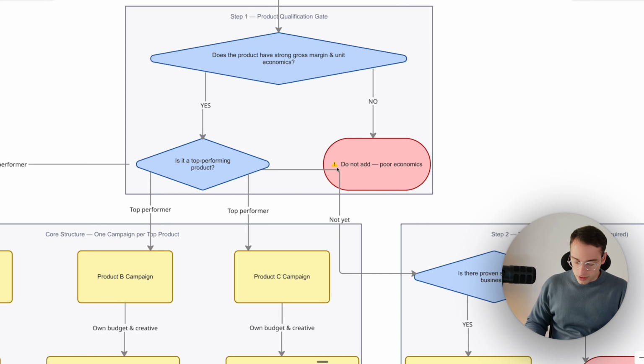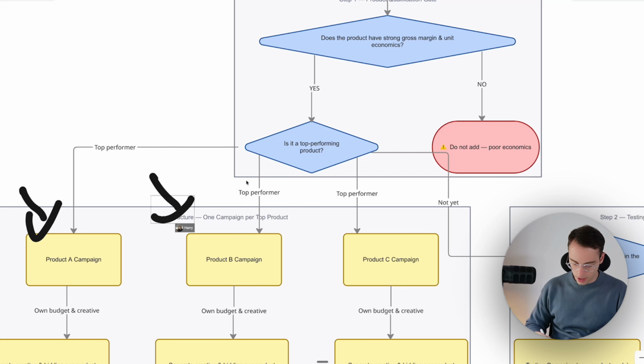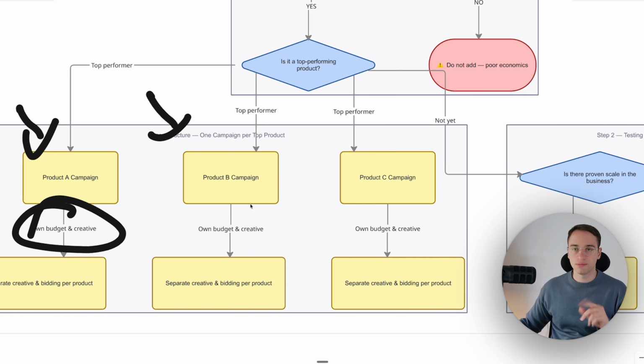But most of the time, unless there's a very good reason, which so far I just haven't found, let's isolate each product into its own campaign. So product A, product B, product C, each is one campaign which has its own budget, own creative, which is very important and I'm going to touch on, and its own specific bidding. This is how simple it is to structure the account. I will just isolate it into a different campaign.